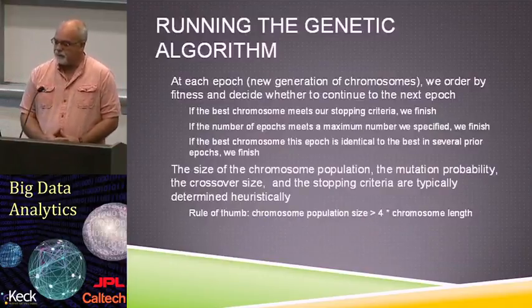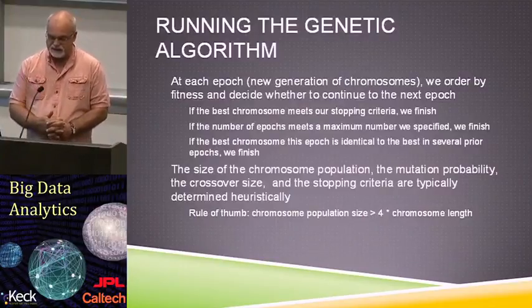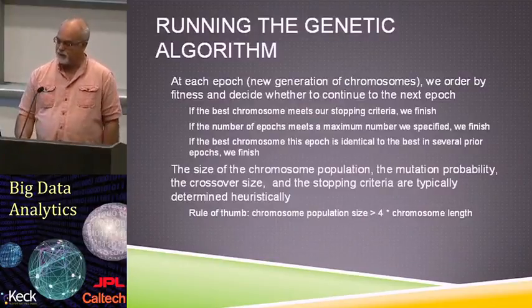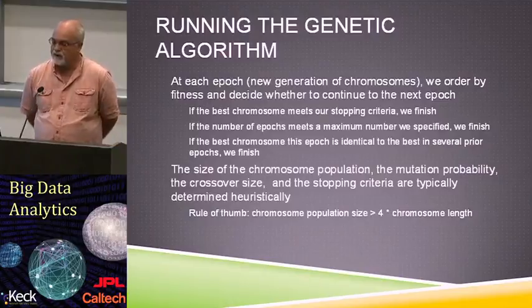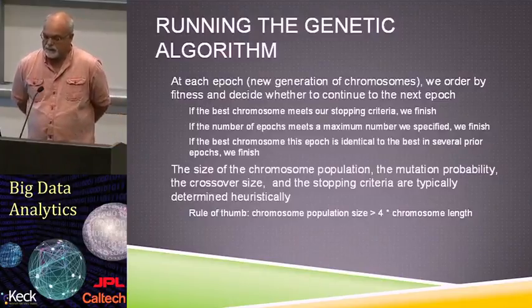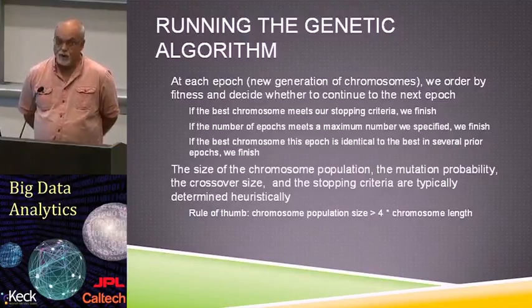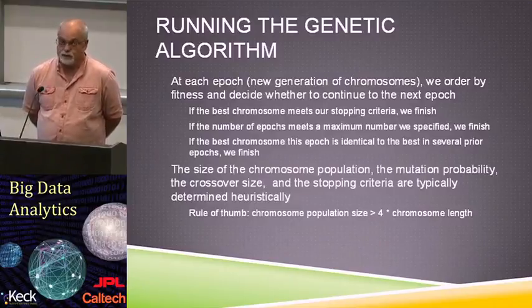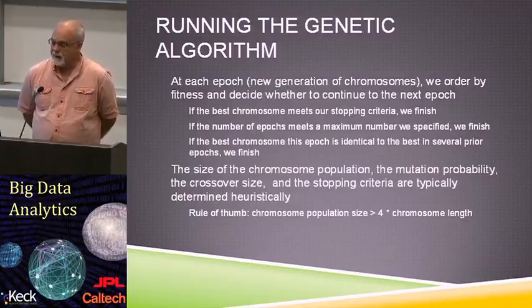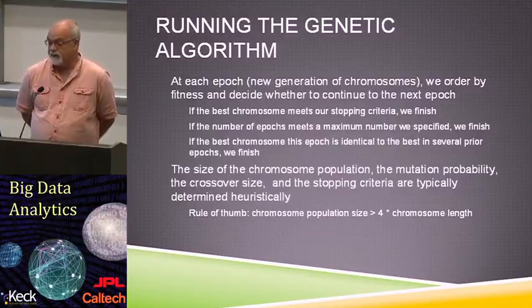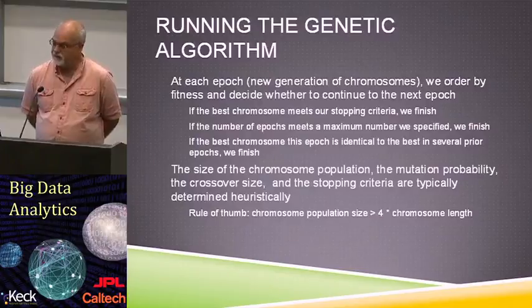Now we've defined what the operators are that we're going to use with our genetic algorithm, with our chromosomes, and we now actually want to run the algorithm. As we saw before, at each epoch, which is each new generation of chromosomes, we order all the chromosomes by fitness, and then we decide whether or not to continue to the next epoch. We do that by asking, is the best chromosome meeting our stopping criteria? If so, then we finish.